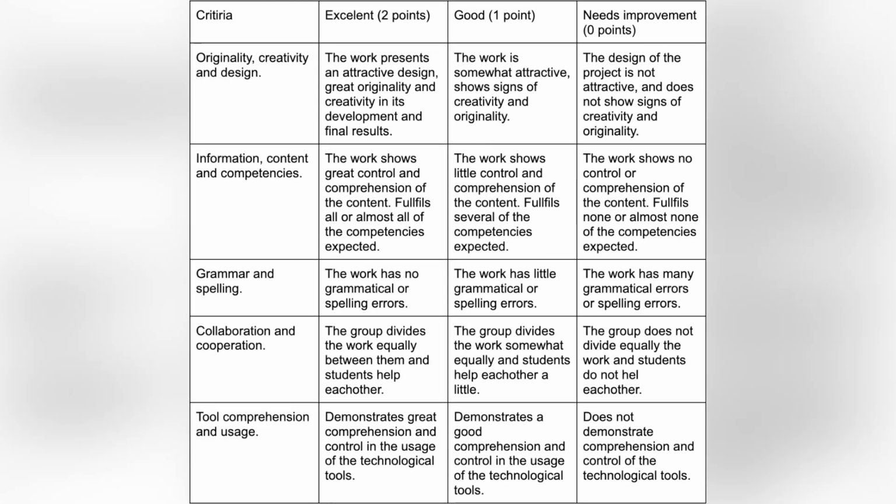There are many ways in which we can evaluate and assess students' work. One of them, for example, being a rubric, like the following. This rubric evaluates aspects such as originality, creativity and design, information, content and competencies, grammar and spelling, collaboration and cooperation, and tool comprehension and usage. Each aspect of this rubric is evaluated according to excellent, which is 2 points, good, which is 1 point, and needs to improve, which is 0 points.